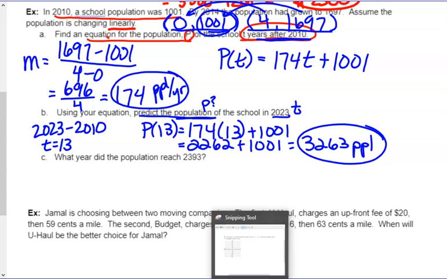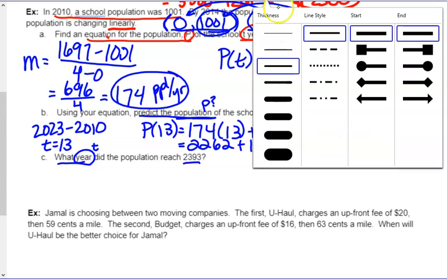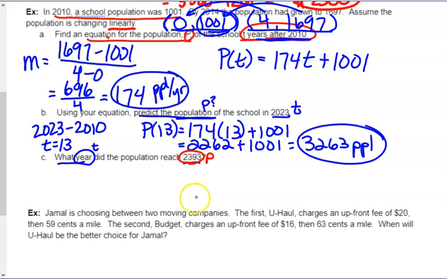All right. Now, the next question is, be careful, it asks now what year. So I'm looking for T now. Did the population reach 2393? So this time, instead of giving you the input value, we are giving you the output value. So we end up having this be my population. So that I'm now going to plug on the left-hand side of my formula and say, okay, 2393 is my population, and that's found by taking 174T plus 1001.